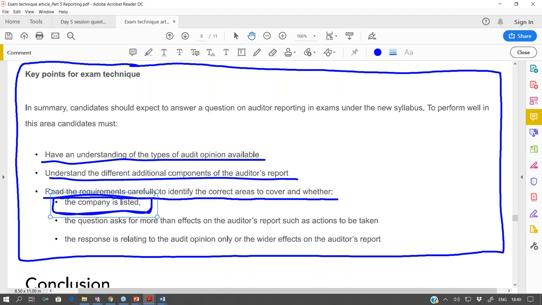Yes. Now, if you miss the line, the company is listed, and you ignore this line, in a reporting question, I'm talking about. In a reporting question, the examiner also tells you this is not a listed company. Have you ever seen this line in any other question like risk? This is not a listed company. In a question on risk, does the examiner bother to tell you this is not a listed company? Yes, the examiner does tell you in a risk question this is a listed company. But have you ever seen this line, this is not a listed company?